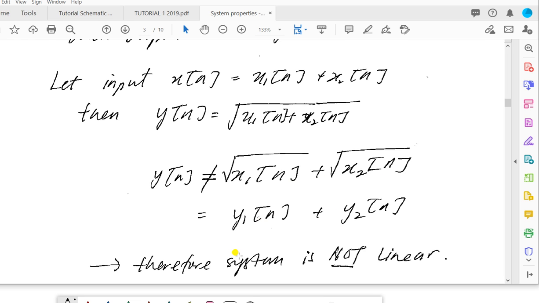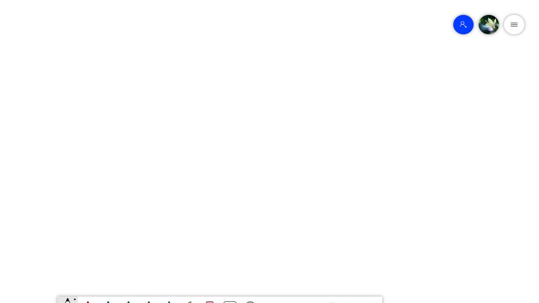So this system is not linear. Another way that you can do is to write what y1[n] is first and what y2[n] is first, and then substitute this input. Let's switch to the whiteboard.